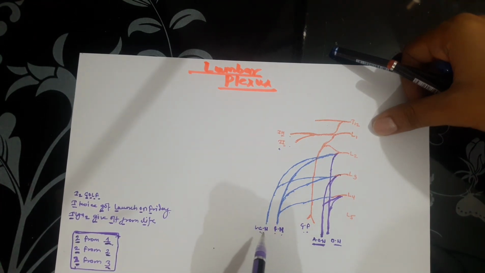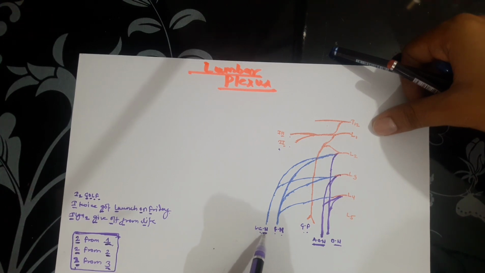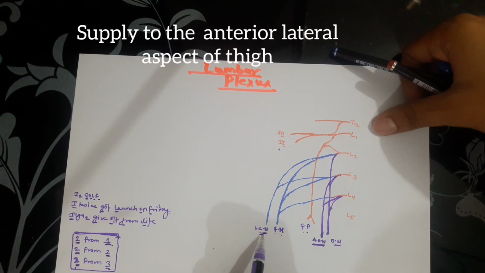And then we will talk about the lateral cutaneous nerve, which emerges from the lateral border of the psoas major muscle, lateral to the femoral nerve, and then passes laterally under the inguinal ligament and iliopubic tract, and is supplied to the anterolateral aspect of the thigh.